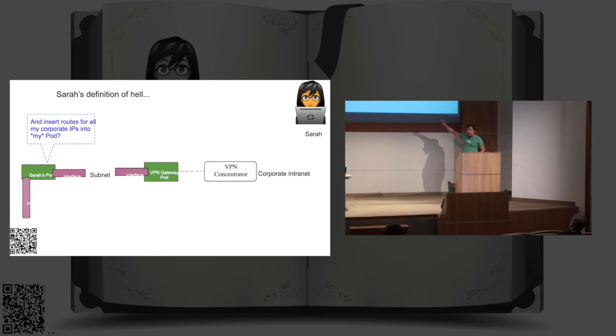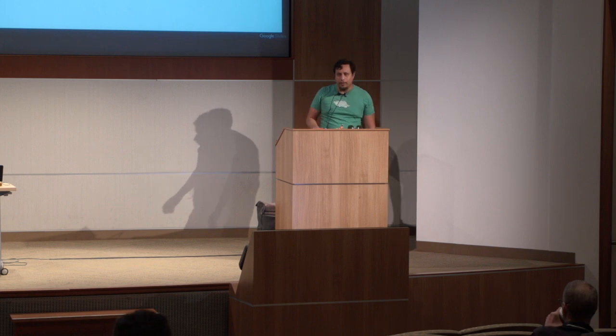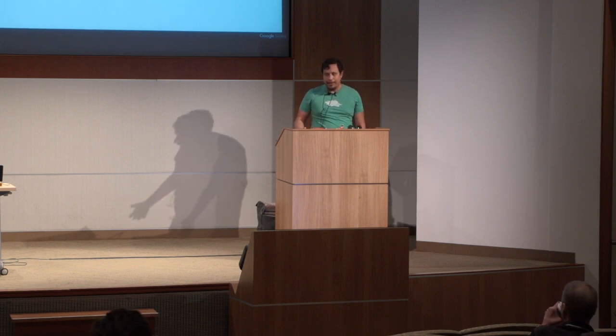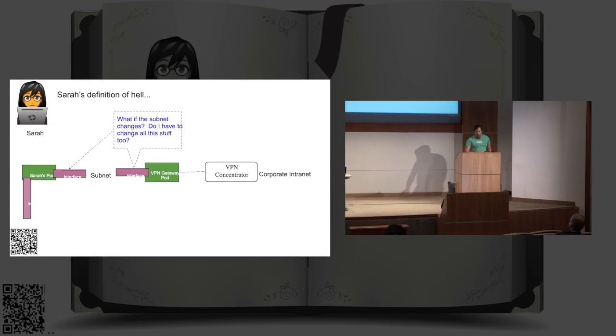Now, one thing about adding routes to a pod is it requires you to be privileged, which means that you don't generally want to run your pod as privileged, and so there's also a mismatch with Kubernetes. So what if the subnet is finally too small and she needs more replicas, then does she have to redo this subnet again? Or if the subnet itself changes, there are some new details that come in, does she have to change both of these interfaces?